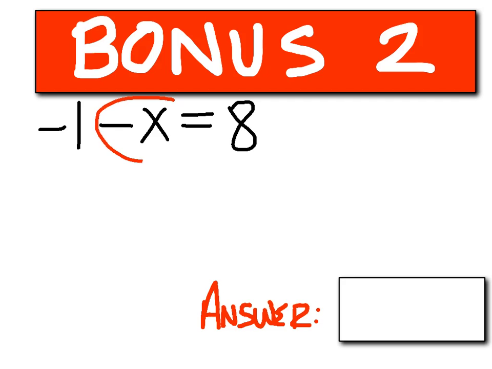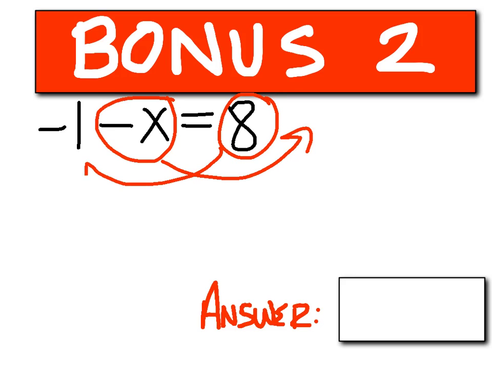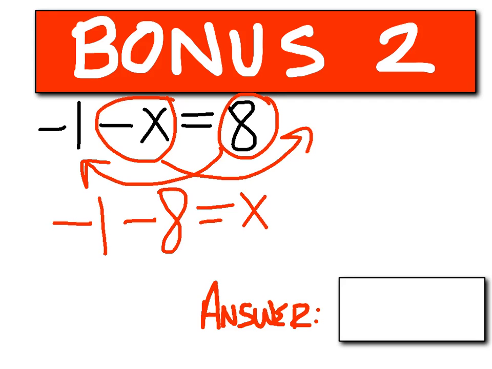Okay, for this one we want to take our -x to this side, and we want to take our +8 to the left side, so we'll have -1 on this side. When we take our 8 to the other side, we need to make it negative. So we have -1 minus 8 is equal to x. -1 minus 8 is -9. So our answer is going to be -9.